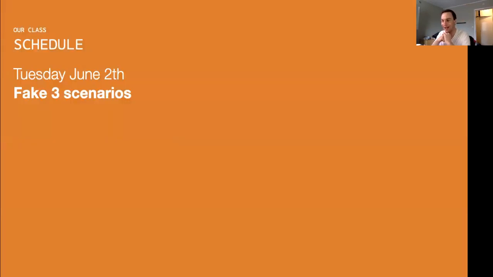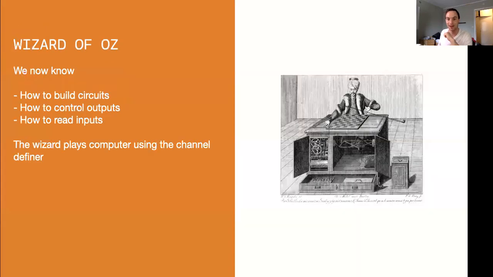So welcome back. Today, we're gonna fake 3 different scenarios for your final concept. And we're gonna use Wizard of Oz for that. So you now know how to build circuits, you know how to control outputs, you know how to read inputs. And we're gonna play the computer and let the user try some prototypes.